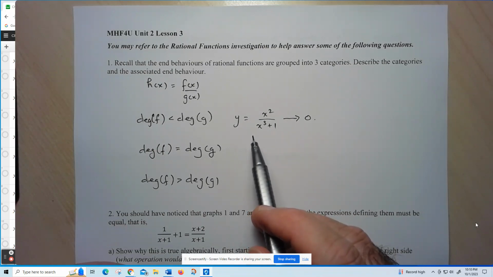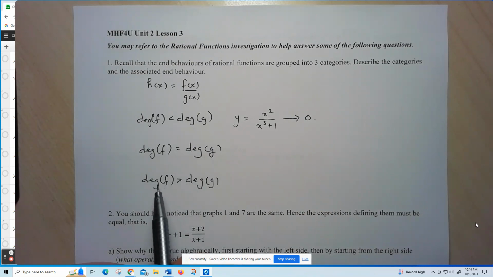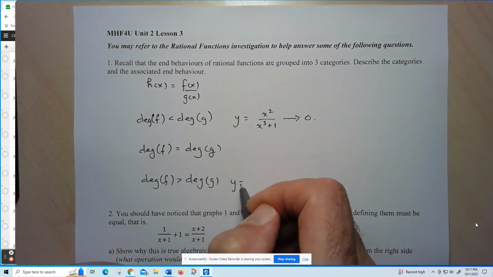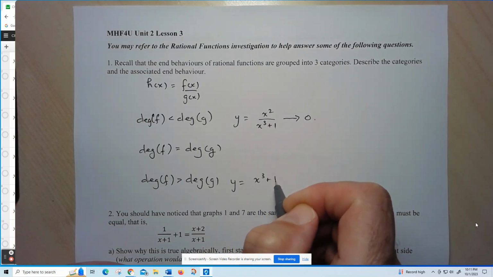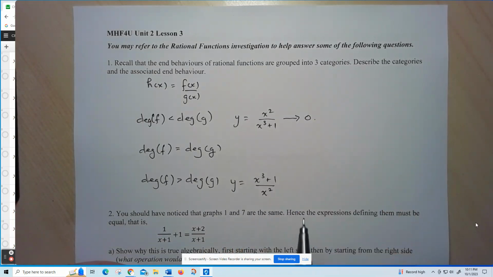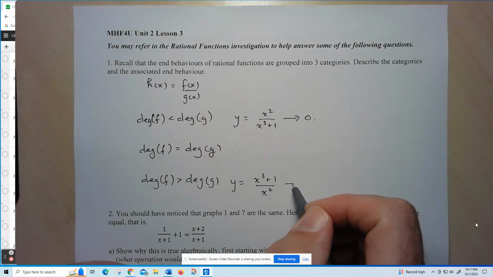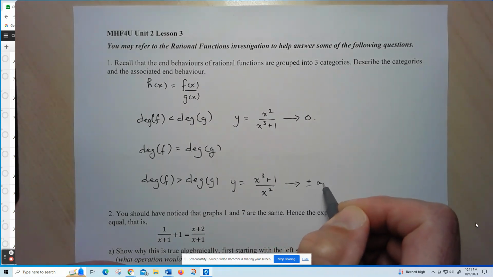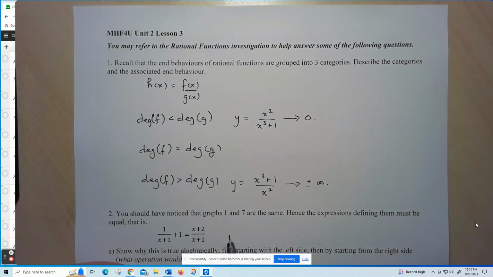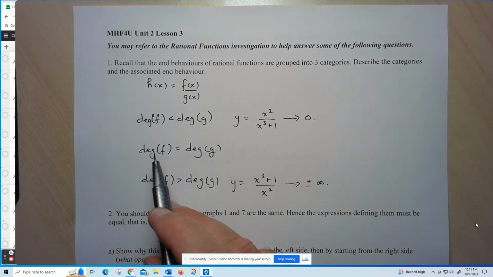All right. Now, similarly, we can use this idea when the degree of f is larger than the degree of g. So if we switch these around, now we have x cubed plus 1 over x squared. Similarly, here, even if you pick a very large x value, yes, the denominator will be large, but the numerator will be much, much larger. So again, we can say that this is going to approach positive or negative infinity depending on the sign of the function.